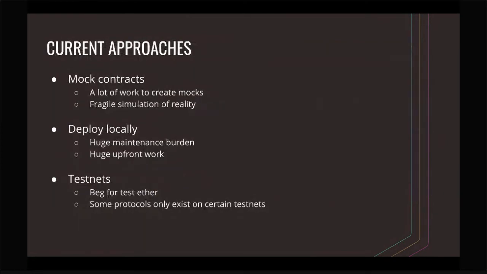I talked about this in the previous slide as well. People like to do a lot of mock contracts, right? But it can be a lot of work to create some of these mocks, and at the end of the day, they're not a good representation of what reality is. So you might have a whole bunch of scripts with mock contracts, and they simulate what you think reality is. But what if the real world changes? How are you going to change your mock contracts every time something in the real world changes? It's a very fragile simulation. It's a fragile dev setup.